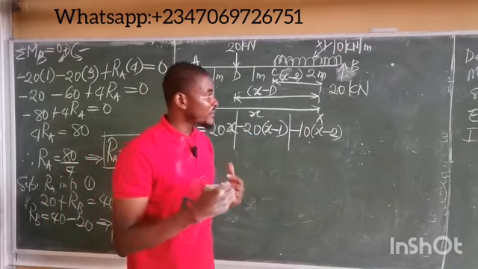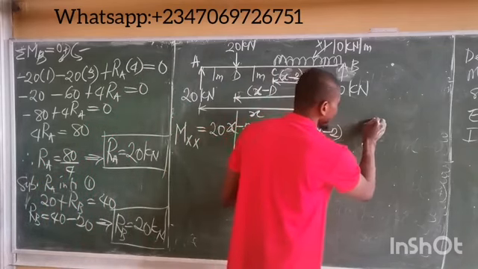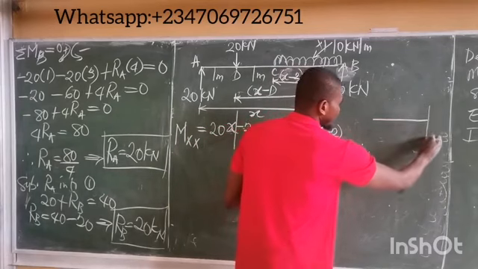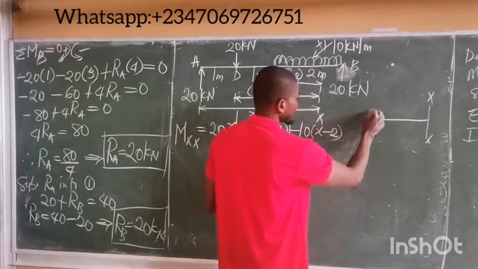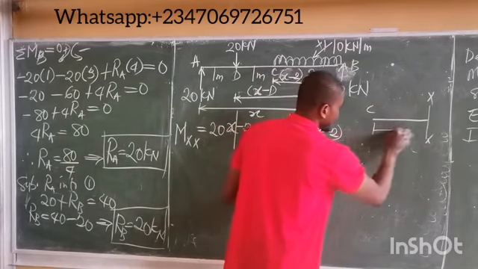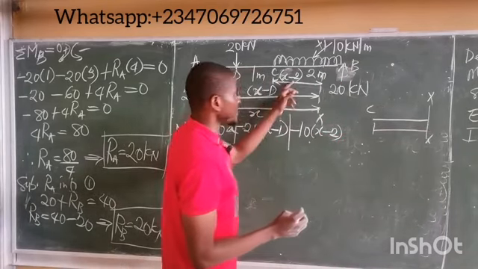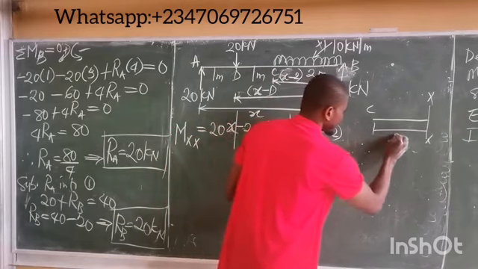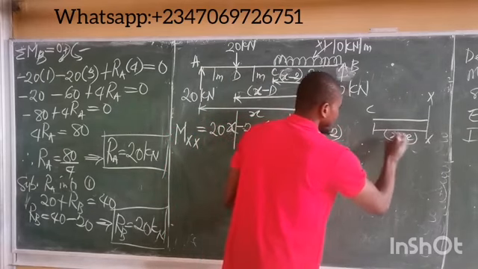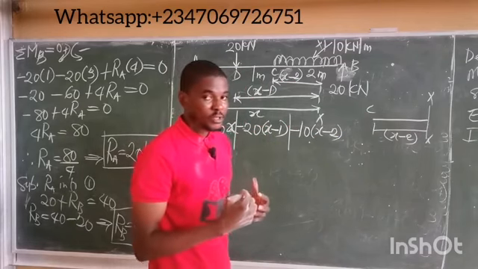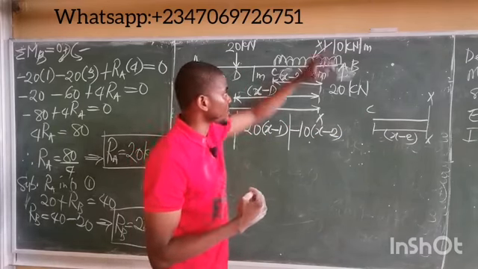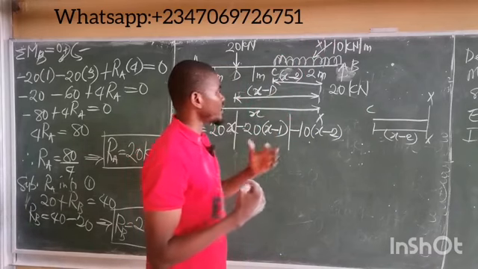The distance now, remember, once you convert a UDL to a point load, let's say this is the point of section XX, and this is point C. The distance from point C to the point of section for this UDL is simply x minus 2. Okay, this is the point of section XX. Now we've converted this UDL to a point load by simply multiplying the UDL 10 by the length covered, x minus 2.